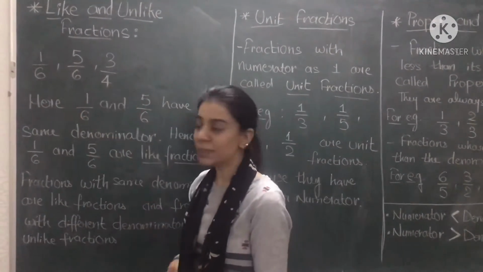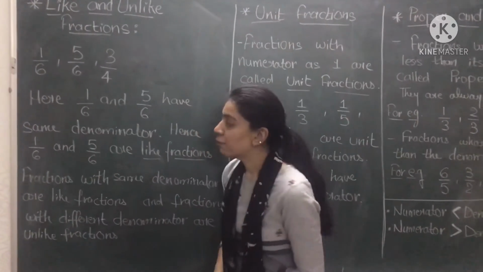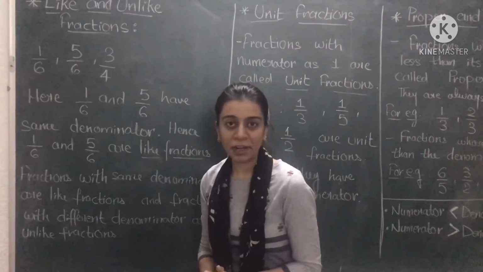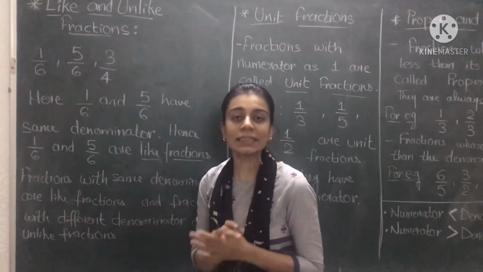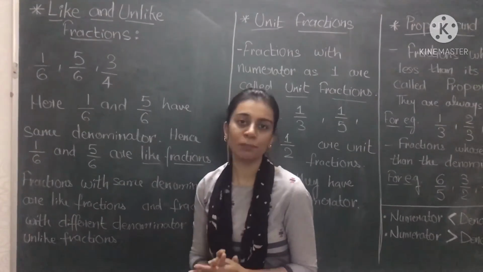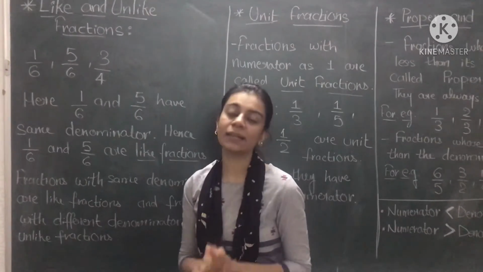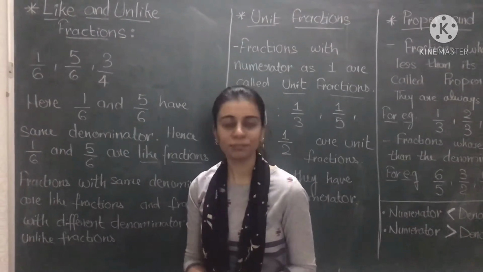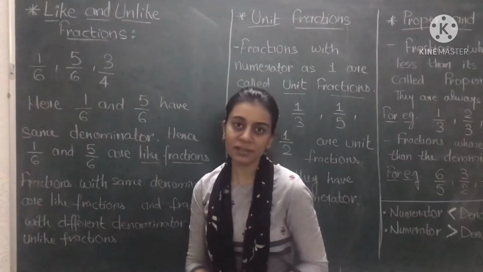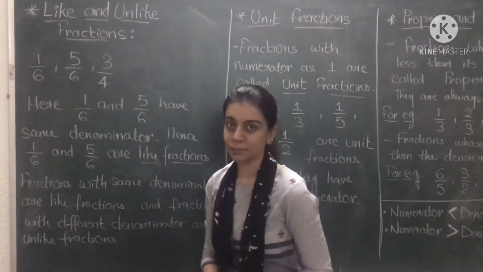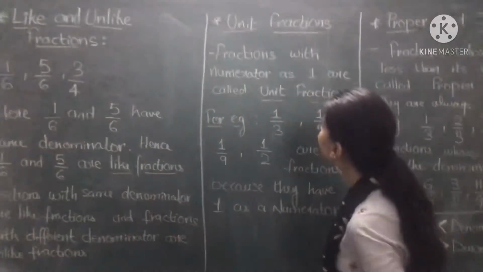So it is simple to say which are like fractions and which are unlike fractions simply by comparing the denominators. If two fractions have the same denominator, then the fractions are like fractions. If they have different denominators, then they are unlike fractions. Now, let us look at the unit fractions.